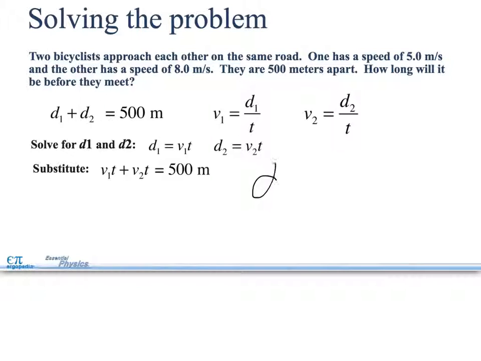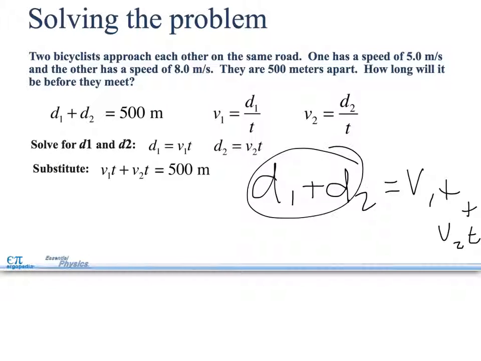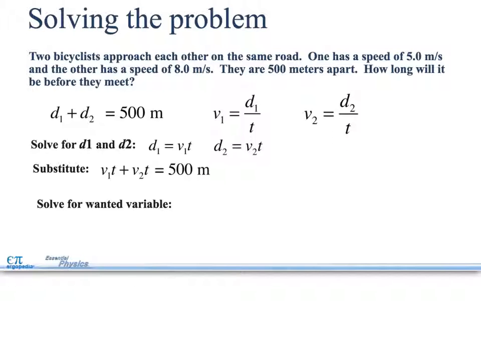and said D1 plus D2 equals V1t plus V2t. This is basically what we have here. So instead of D1 and D2, that's our 500 meters. That's where this came from. Solve for the wanted variable.